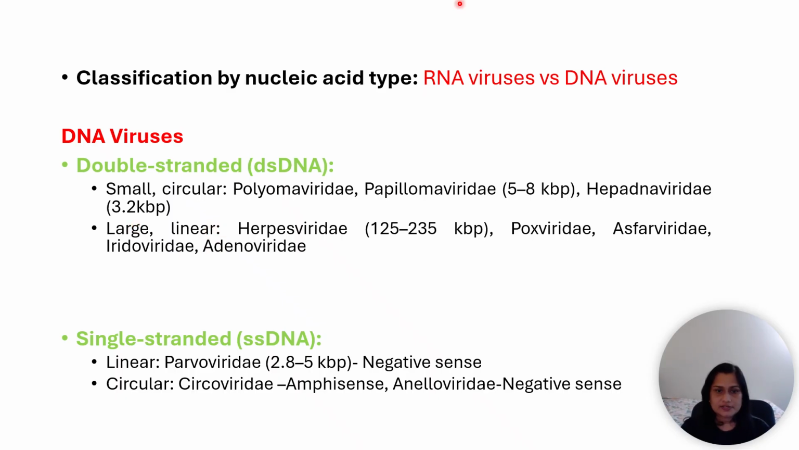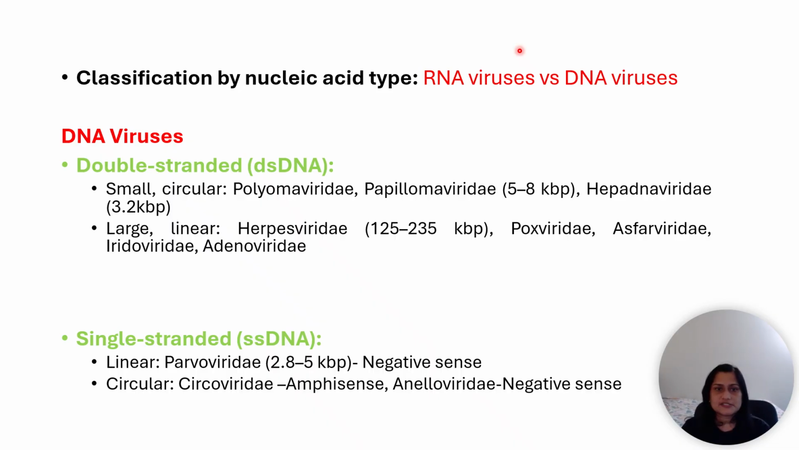The small circular double-stranded DNA viruses include Polyomaviridae, Papillomaviridae, and Hepadnaviridae. Their genome size ranges from around 3 to 8 kilo base pairs. The large linear double-stranded DNA viruses include Herpesviridae, Poxviridae, Asfarviridae, Iridoviridae, and Adenoviridae. These have a much larger genome. For example, in the case of Herpesviridae, it ranges from 125 to 235 kilo base pairs.